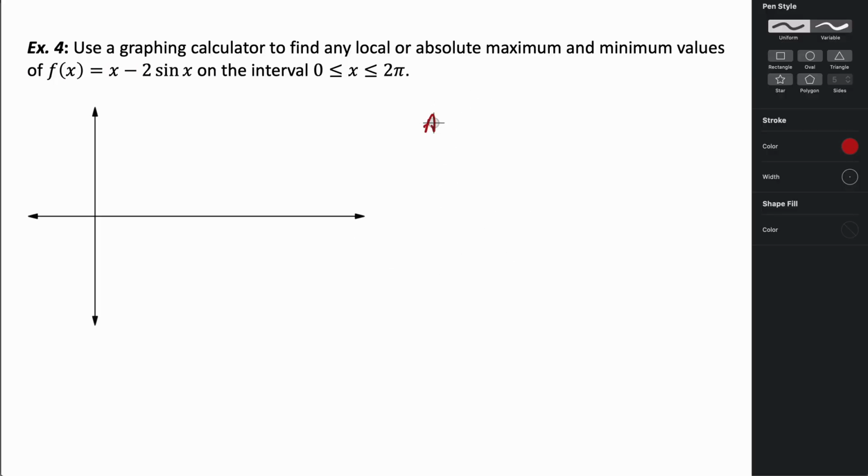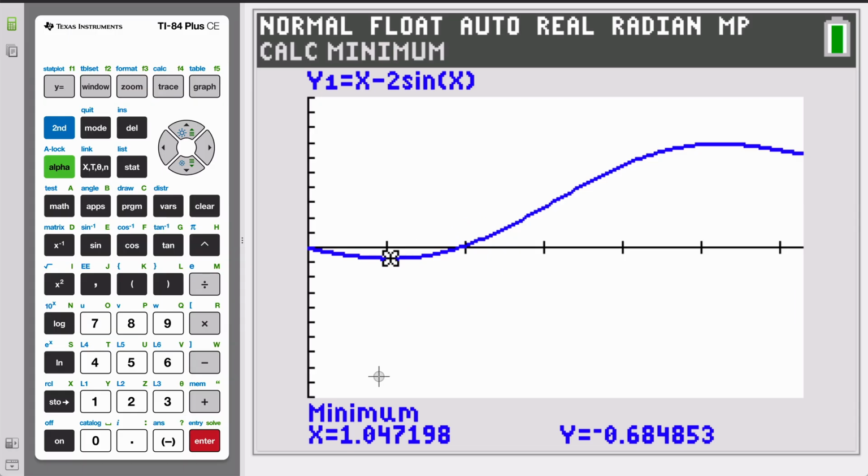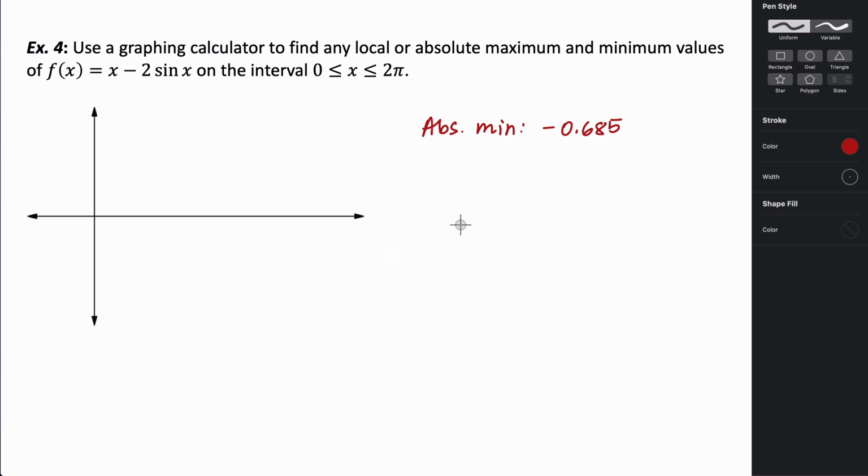So the absolute minimum was negative 0.685. What was the x-coordinate where that happened? It was 1.047. Remember, for rounding, we want to keep 3 decimal places for the AP test. So that was at x equals 1.047.